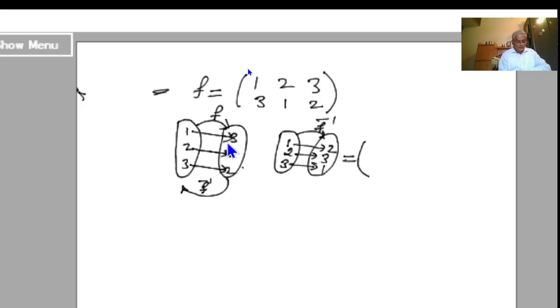I write this in the permutation form. First row 1, 2, 3. Second row is 2, 3, 1. So this is our F inverse.